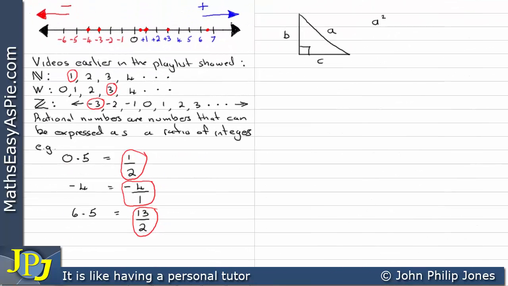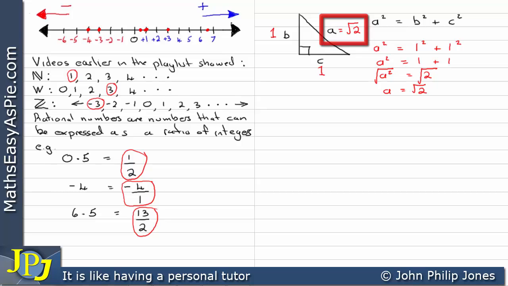Here we can see we have a right-angled triangle, and according to Pythagoras, a squared equals b squared plus c squared. If I make b and c 1, we end up with a squared equals 1 squared plus 1 squared, and a squared therefore equals 1 plus 1, so a squared equals 2. If I take the square root of both sides, a equals the square root of 2. So this here is the square root of 2.